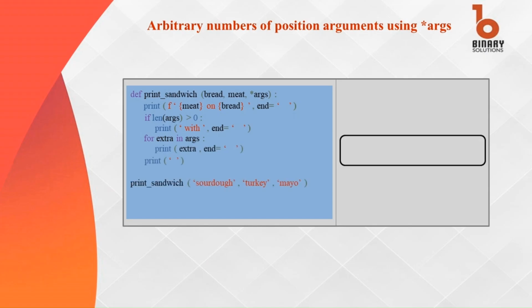In the first function call, print sandwich, sourdough, turkey, mayo, only one additional argument, mayo, is passed, producing the output, turkey on sourdough with mayo. In the second call, print sandwich, wheat, ham, mustard, tomato, lettuce, multiple additional arguments are passed, resulting in ham on wheat with mustard, tomato, lettuce. This example highlights how asterisk args enables functions to flexibly handle varying numbers of positional arguments, making them versatile for different use cases.